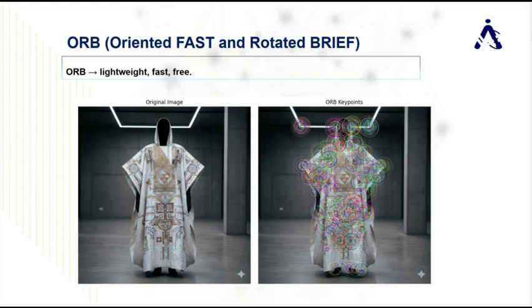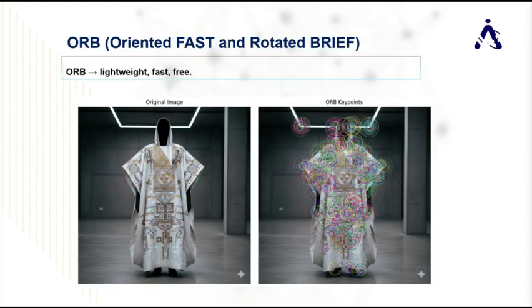Here we will be working on the ORB feature descriptor. ORB is oriented FAST and rotated BRIEF, a feature descriptor methodology, or let's say technique. It is a fast, free and efficient alternative to both SIFT and SURF. It combines the FAST corner detector with BRIEF binary descriptors, but adds rotation and scale invariance.